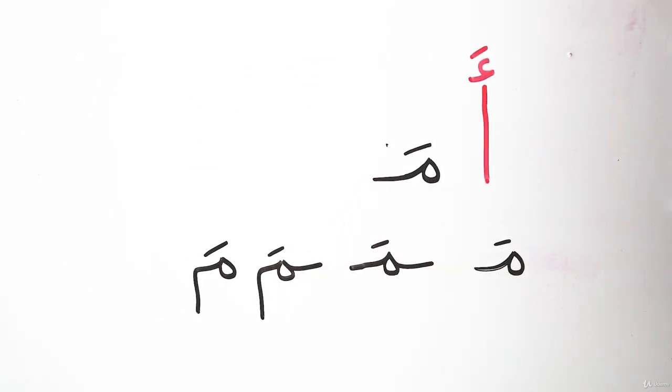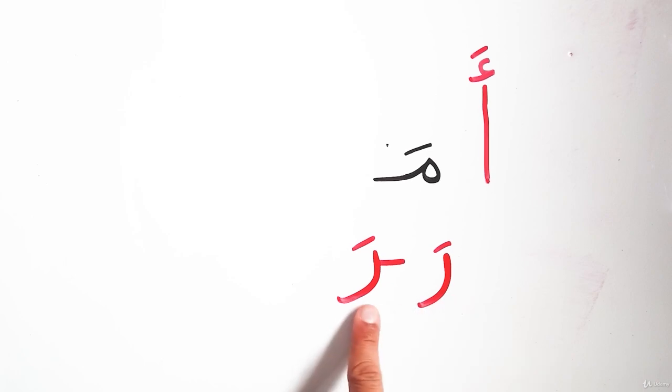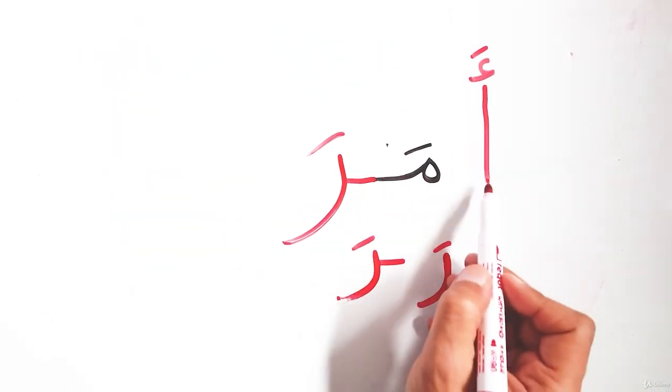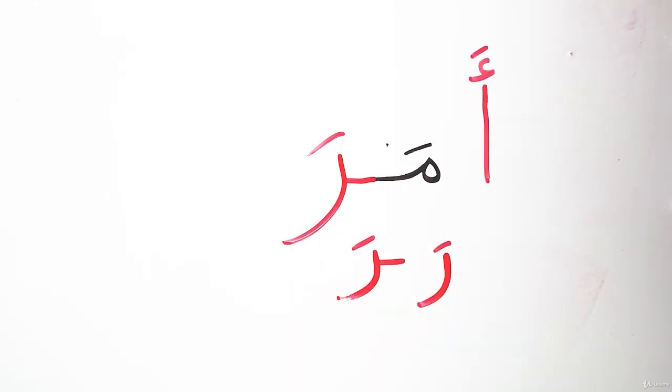Me, me. Ra. Okay, do you remember? We have this ra and this ra. Which one will I select? I will give you 3 seconds. Okay, the answer is this, right? We will select this one. Why? Because me is a regular letter. Me, ra, amara.